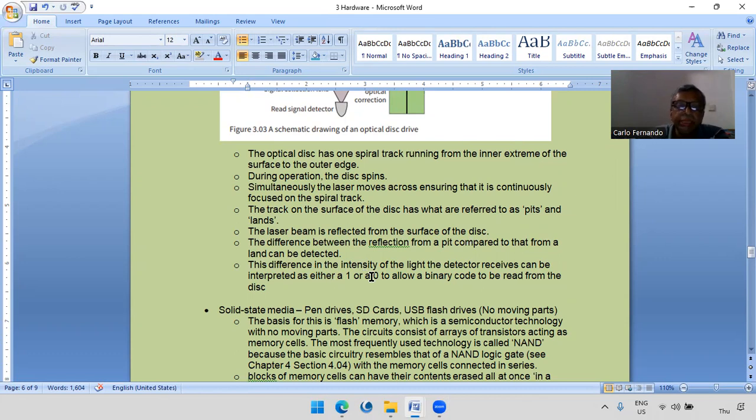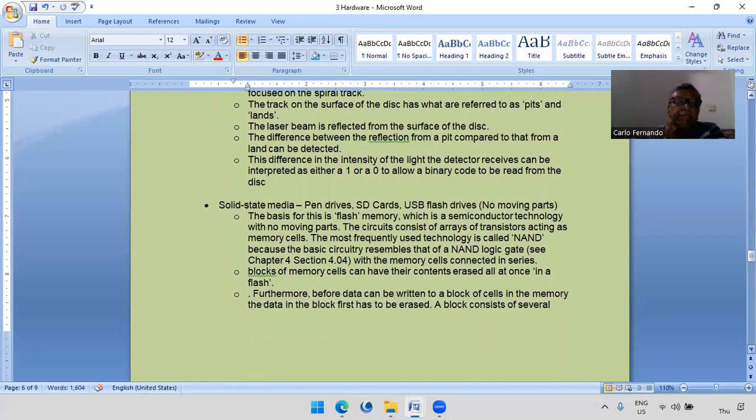This difference in the intensity of the light that the detector receives can be interpreted as either a one or a zero, to allow a binary code to be read from the disk. When you burn a CD, the laser will make pits like holes, and some places it won't, it will just remain. That will be a zero, and the other one is a one. Anyway, the two different things are, one is a zero, the other a one. So when the reflection comes, there is a difference in the light, and that is detected and identified as either zero or one.